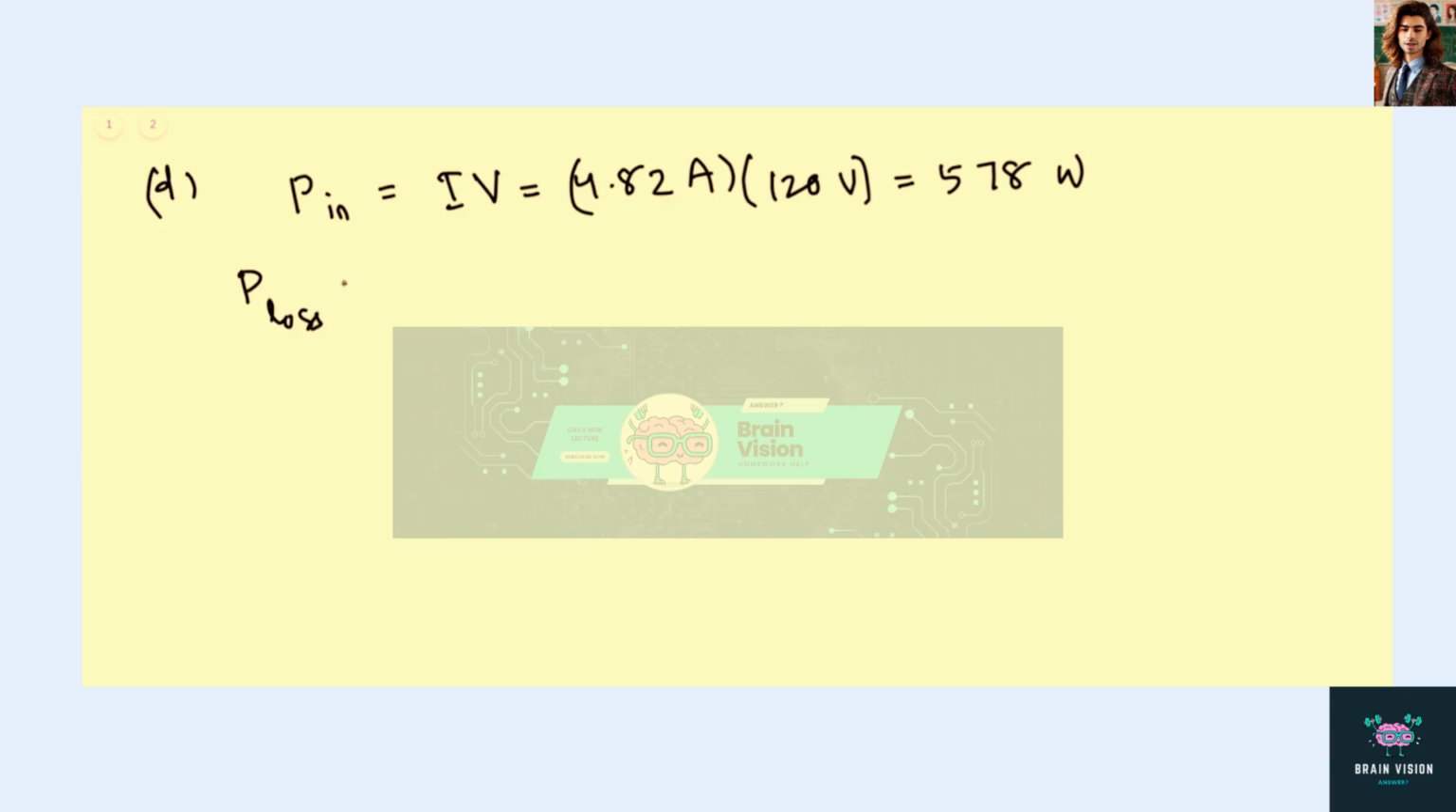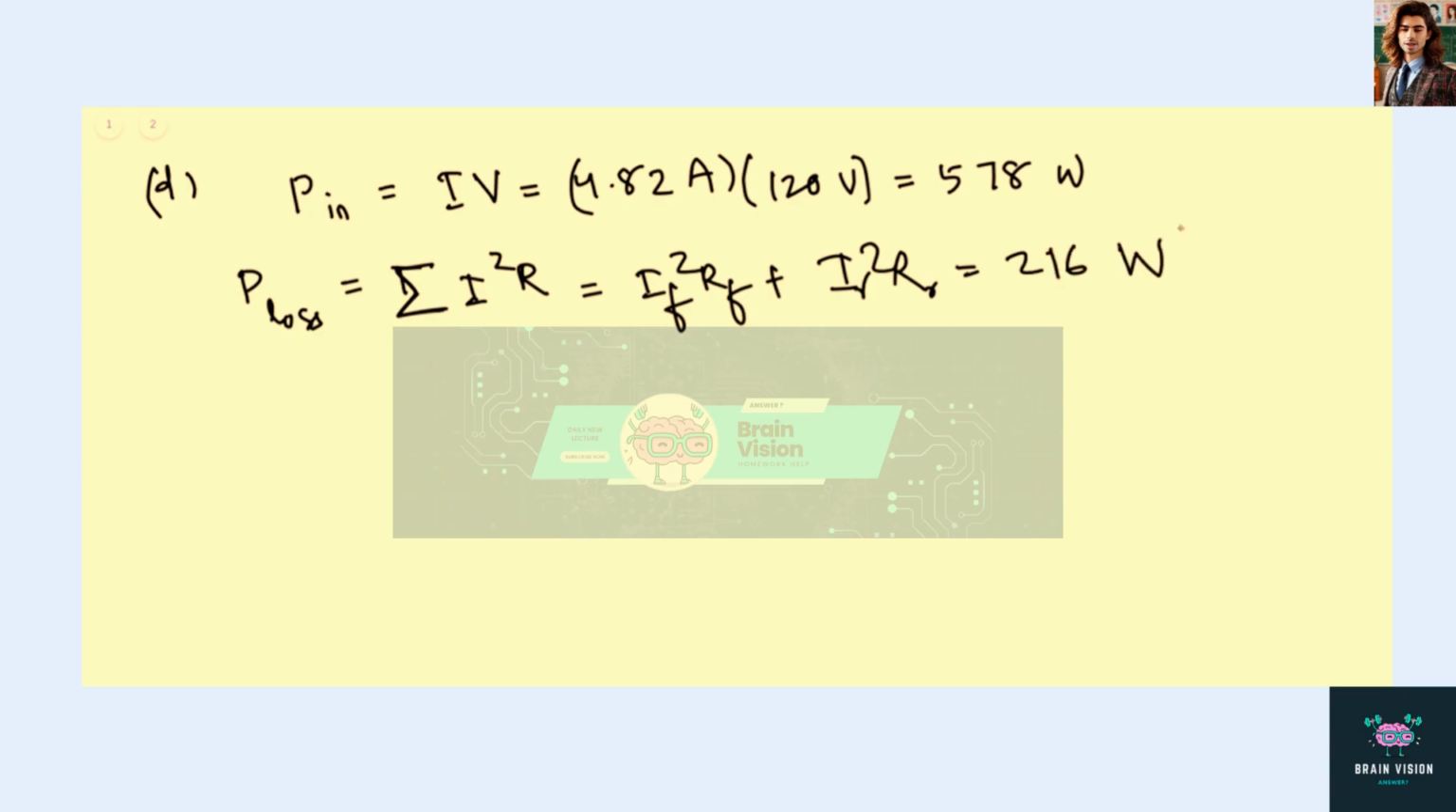The electrical power loss in the two resistances, let's call it P loss, is equal to the summation of I square R, where the summation is over all the branches or all resistances. So this is equal to IF square RF plus IR square RR, and this gives the power loss to be 216 watt. So the mechanical power output will be equal to power input minus power loss, and this is going to be equal to 362 watt.